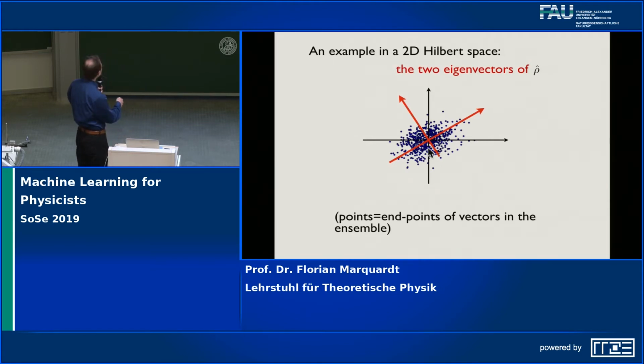Well, it turns out that if you have this point cloud of vectors over which you want to average, then if you get the eigenvectors of the density matrix that I just defined, they would point exactly in the two major axes of this kind of elliptical point cloud. So if it's more spread out in this direction and less spread out in the other direction, these would be the directions of the eigenvectors.